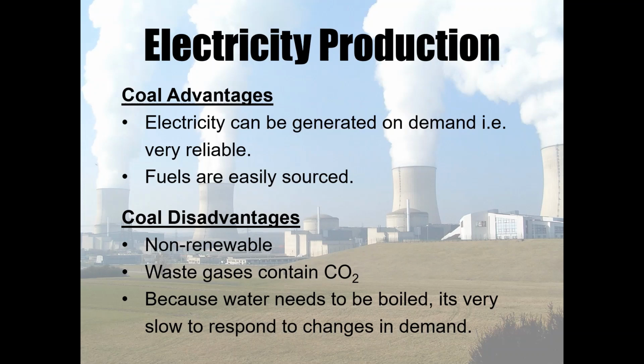So yes, a power station can decide that at 2 o'clock on a Sunday it's going to produce those 5 gigawatts. But if all of a sudden there's a massive spike in demand, because we have to boil quite a lot of water in order to produce that steam to turn the turbine, we can't just turn up that power station and expect to get more electricity being generated instantly. It takes time for that more water to be boiled, for that steam to be generated, and so it's very, very slow to respond to those changes in demand.